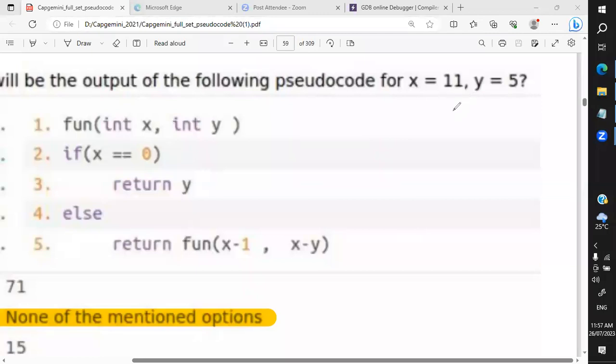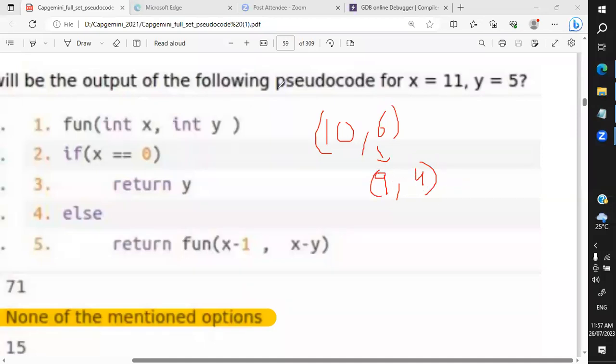First we are calling the function with 11 comma 5. So 11 equal to 0, is it true? No. It will come here. It will call the function with 11 minus 1, which is 10, comma x minus 5. 11 minus 5 is 6. We are calling the function with 10 comma 6. Now again this one will call 10 minus 1, 9, comma 10 minus 6, which is 4. It will call 9 comma 4.